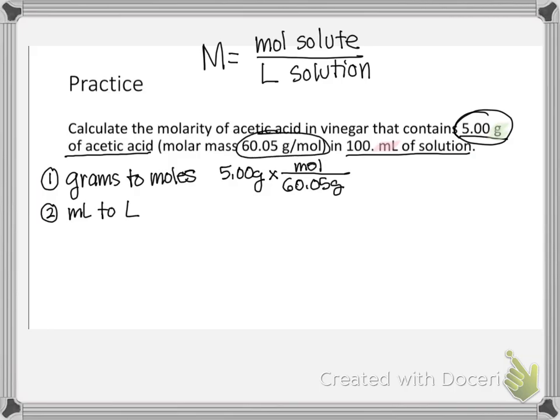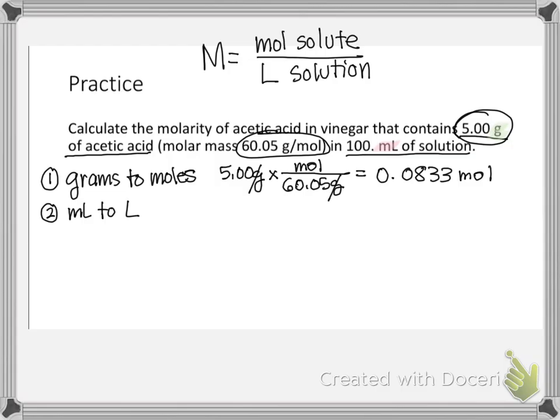A molar mass is calculated by adding up all the elements in the formula. That gives me the number of moles. So grams, 5, divided by the molar mass, 60.05, and I get 0.0833 moles. So that's how many moles of acetic acid I have.